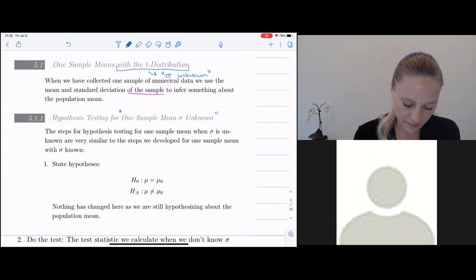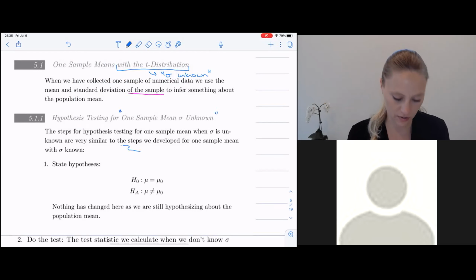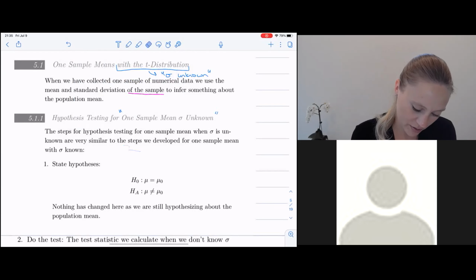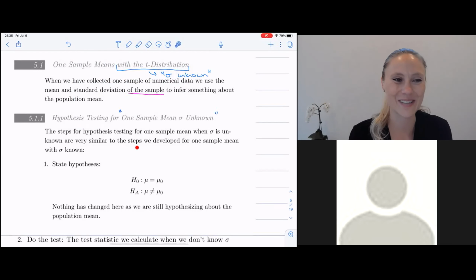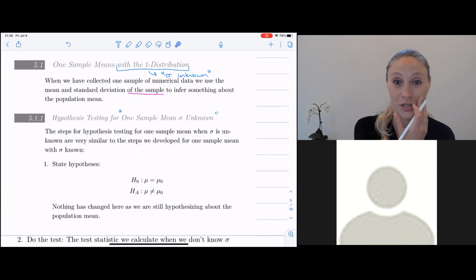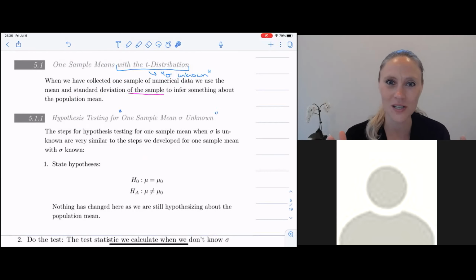Okay, very similar steps to what we developed in chapter 4. And that's why we did that, just so we'd have that groundwork done. Can you imagine introducing all of hypothesis testing now? We just talked about the t-distribution for who knows how long.